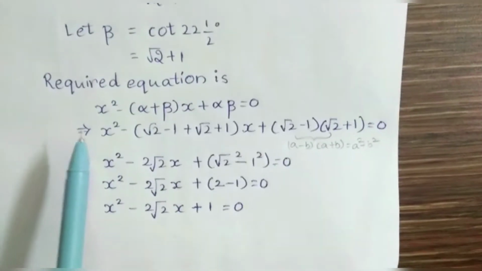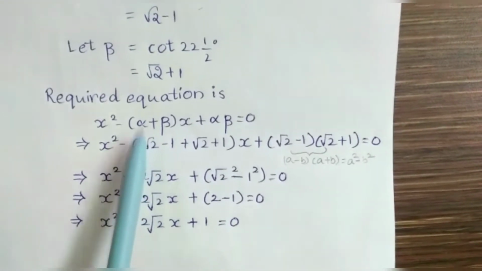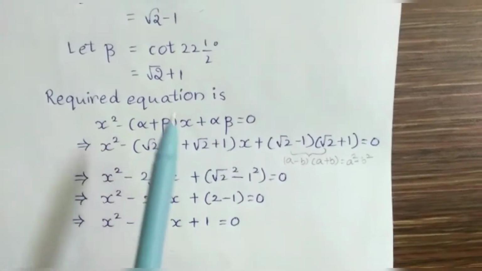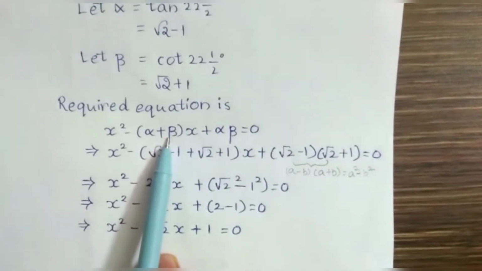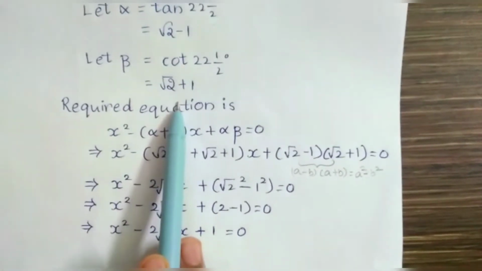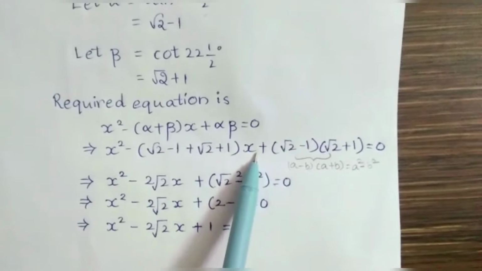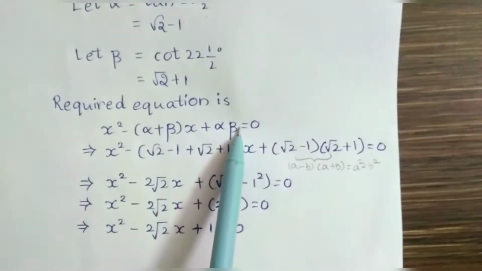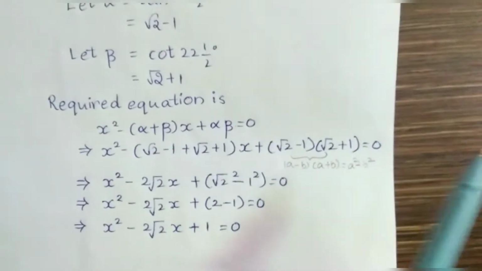So that becomes x square minus (the value of alpha is root 2 minus 1). So instead of alpha we write the value of alpha, which is root 2 minus 1, plus in place of beta we write the value of beta. So the value of beta is root 2 plus 1. So plus root 2 plus 1, times x plus alpha beta, that means alpha times beta. So that becomes root 2 minus 1 times root 2 plus 1 equals 0.